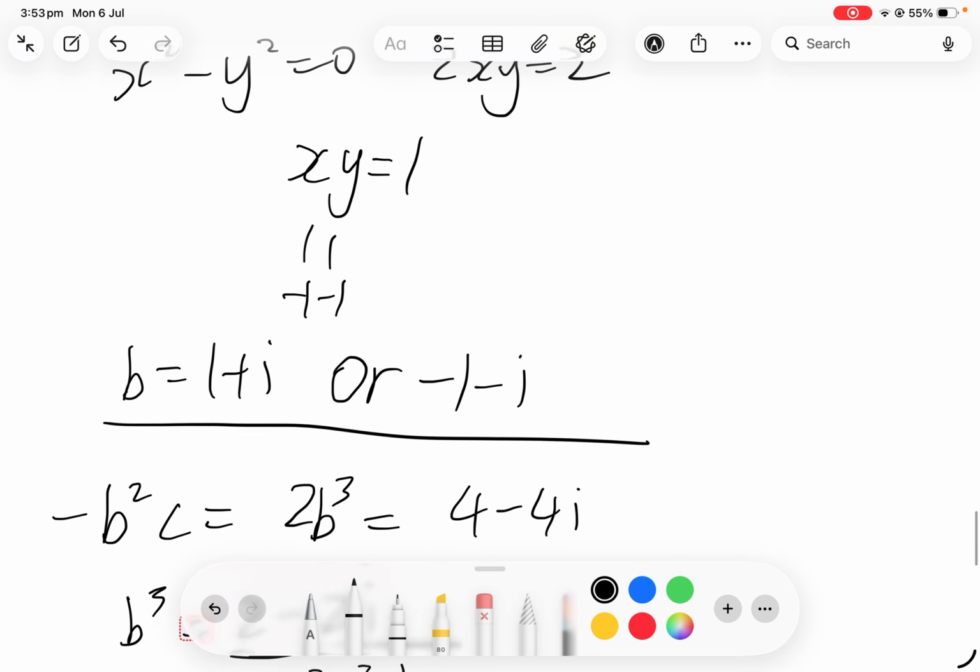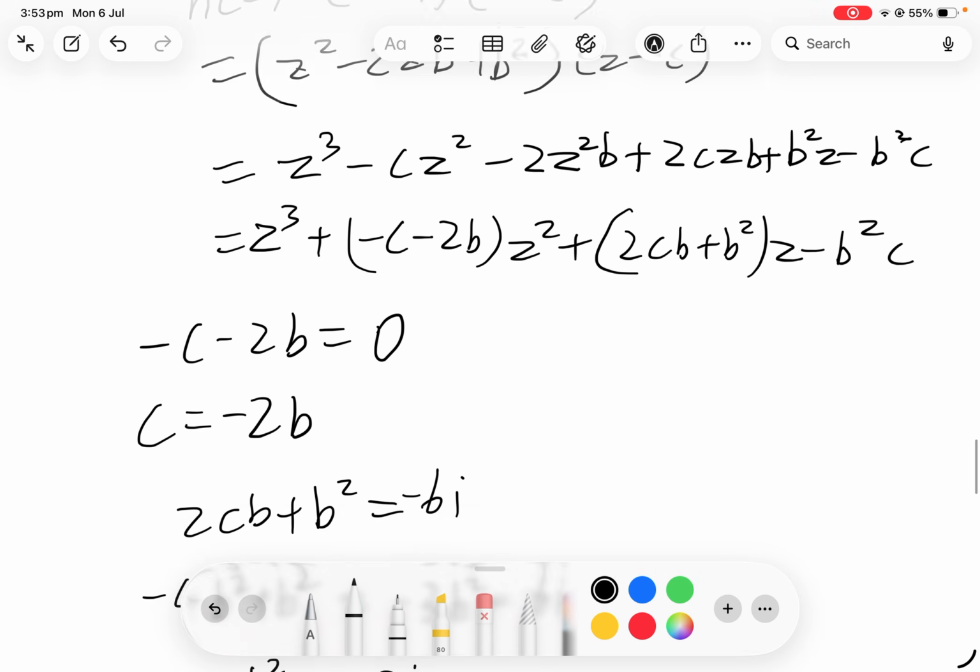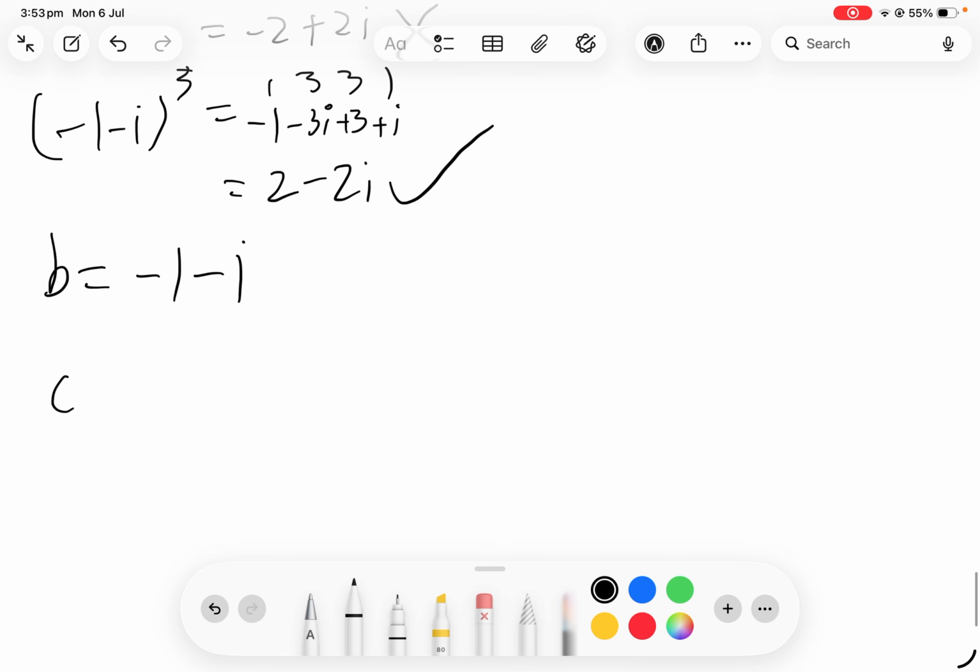And now what's c? c equals negative 2b, which equals 2 plus 2i. Oh my god. And that's how you figure out all that. Oh well, that's a lot. It's a long video. Oh well, bye bye.